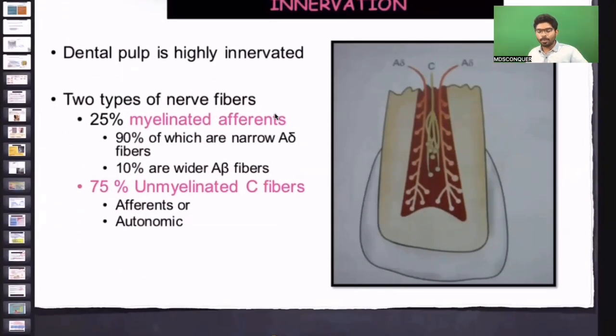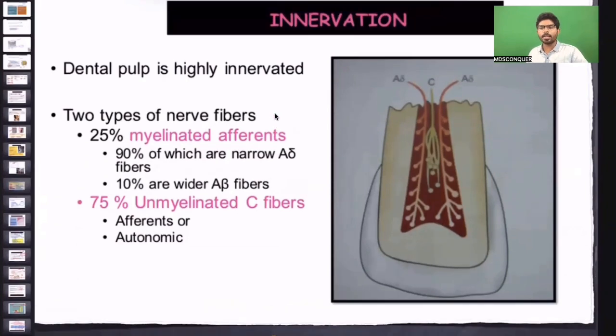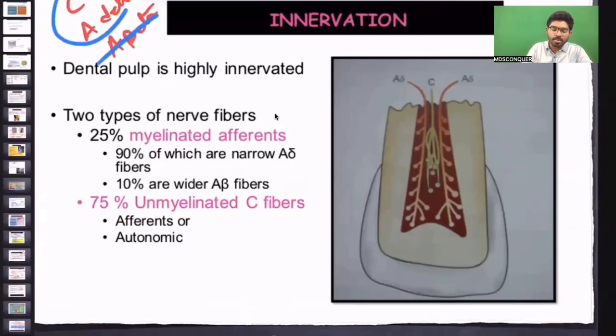Then I'll be talking about the nerve supply. What are the nerves present in the pulp? The predominant nerves present in the pulp are C fibers, followed by A delta fibers. Any other fibers according to Engel? It also has A beta fibers. But make a note, beta fibers are not going to cause any pain. The only fibers causing pain are C fibers and A delta fibers.